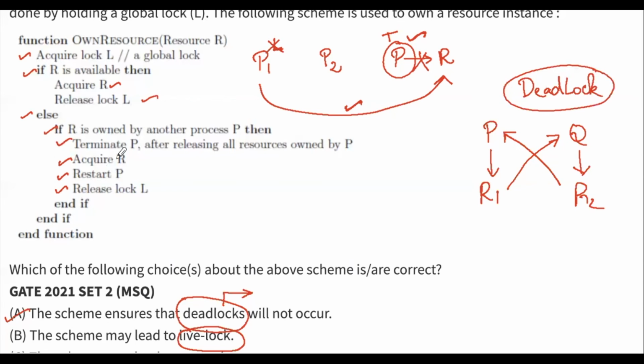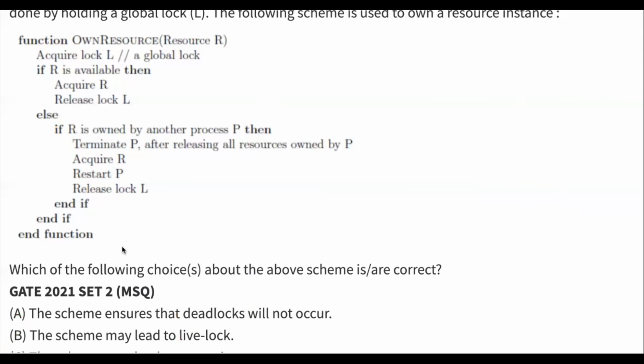But in this code, see here, terminate P and restart P. From the currently executing state, it might go to the ready state or blocked state, and again it can restart. So there is a chance for a livelock in this case. No deadlock, but there can be a chance of livelock. So let's move on to the next option, C.